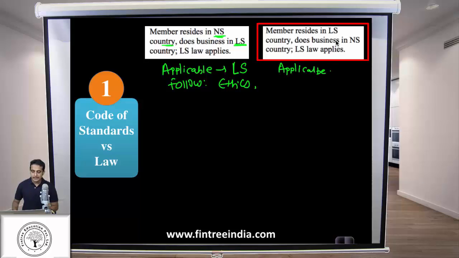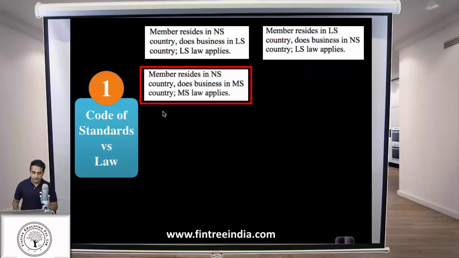Second one. So the member resides in LS. He's doing business in NS. Tell me what should be, and it says LS applies. So what is applicable is LS. But what should we follow? Ethics again. Are we together on this? But if he follows LS, is that also okay? If he follows LS, no, it will not be okay. Why? Because LS is less strict than the ethics. So the idea is the law or the ethics, whichever is stricter. Is that okay?